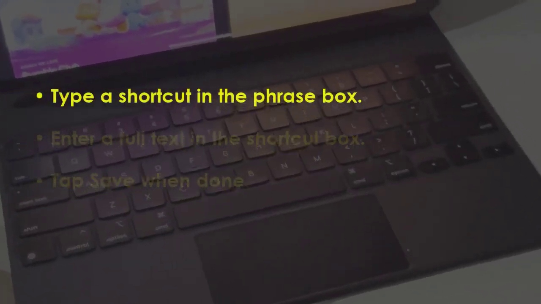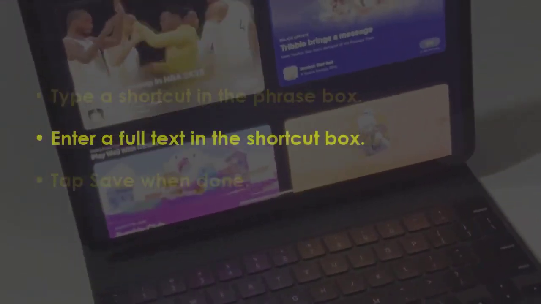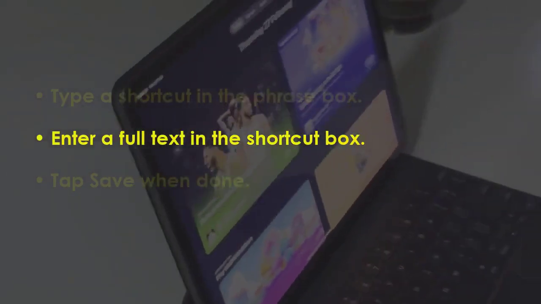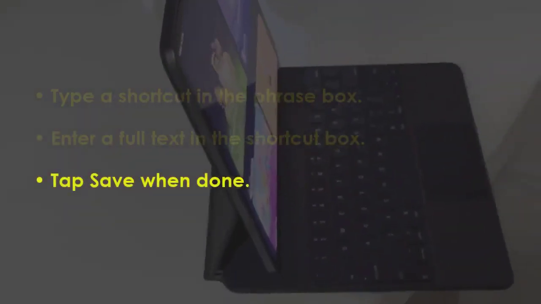In the next step, type your shortcut in the phrase field. Next, fill in the full text in the shortcut area. Then tap Save when finished.